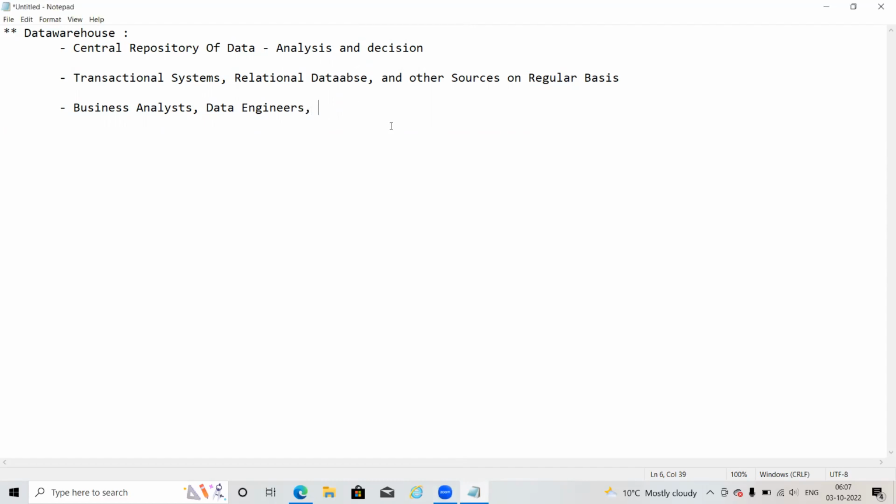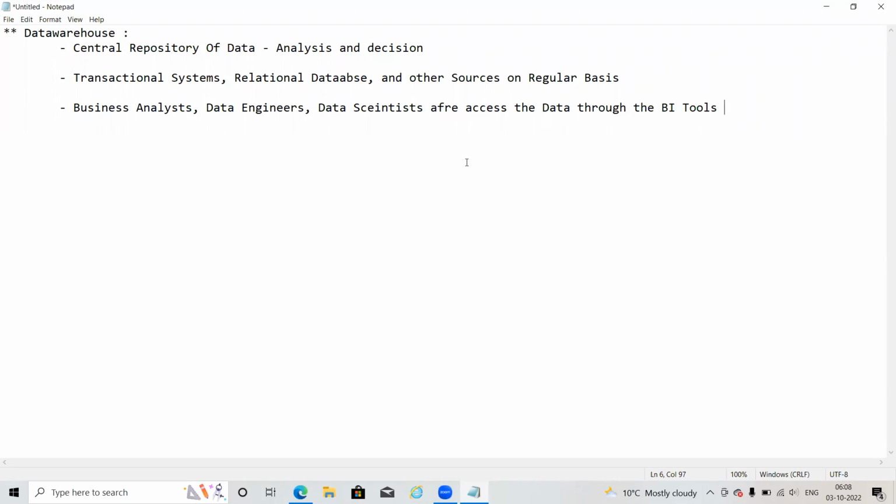Data engineers, data scientists, or others access the data through the BI tools. Yeah, so this is very basic definition of the data warehouse.